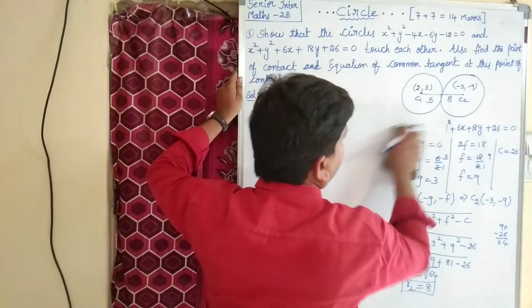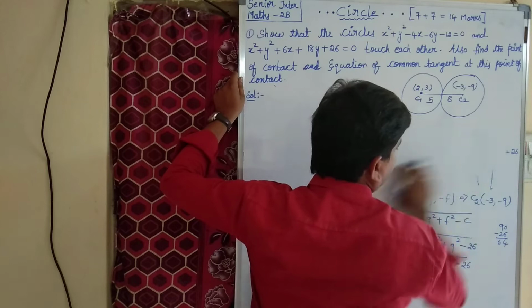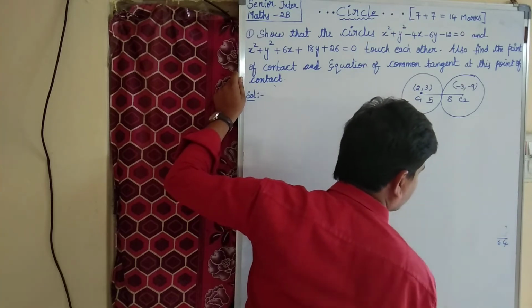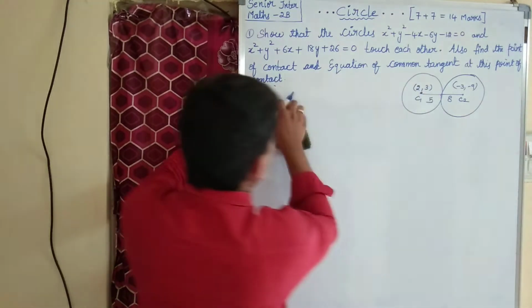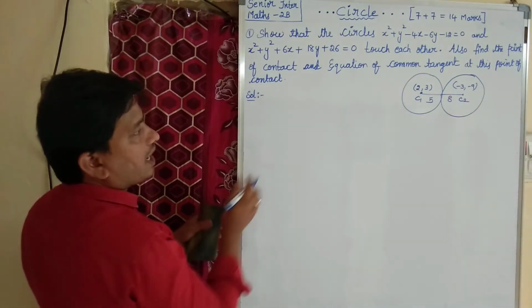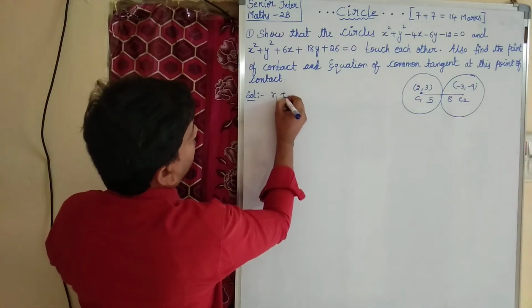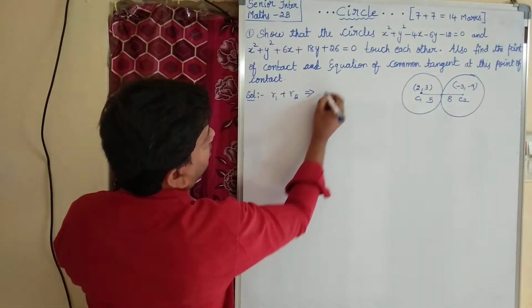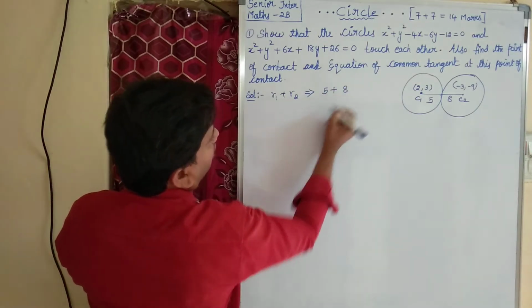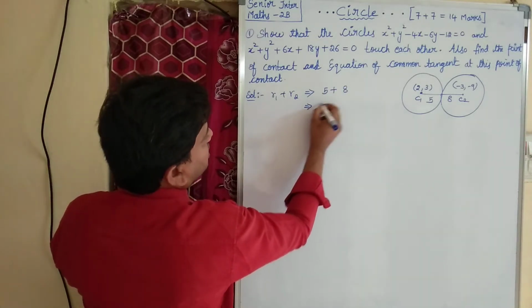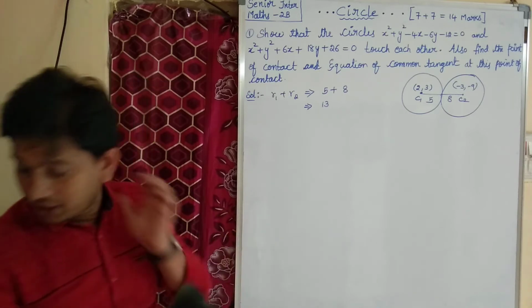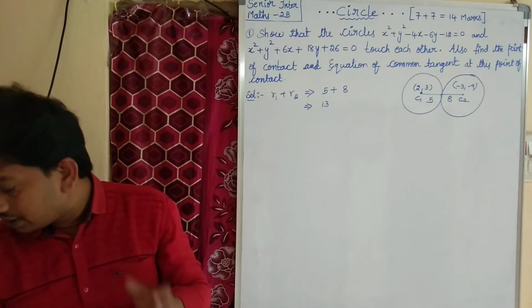So first let us find R1 plus R2 as well as C1 C2. So what is R1 plus R2? R1 value 5, R2 value 8. So 5 plus 8, which is equal to 13 units, right?